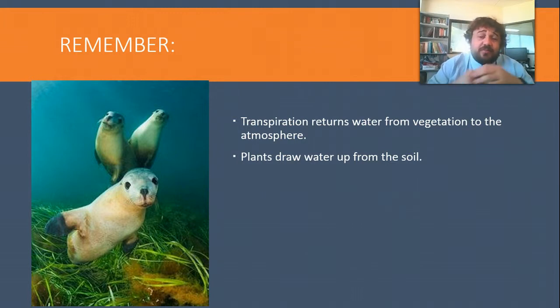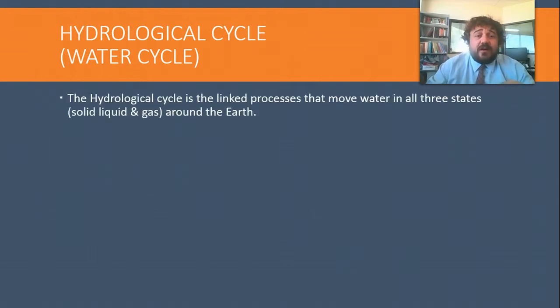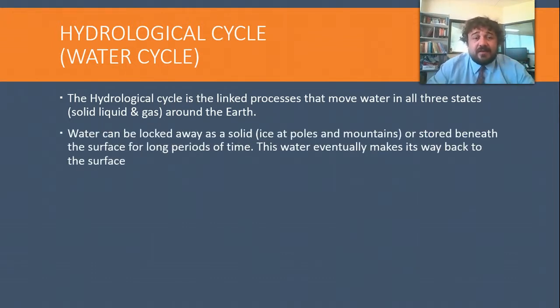Okay, so transpiration. Basically, transpiration returns water from vegetation to the atmosphere, and you need to know that plants also draw water up from the soil. Okay, so what is the hydrological cycle? It's basically the cycle in which water moves around the earth in all three states: solid, liquid, gas.